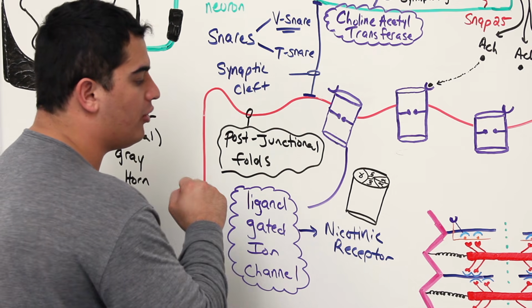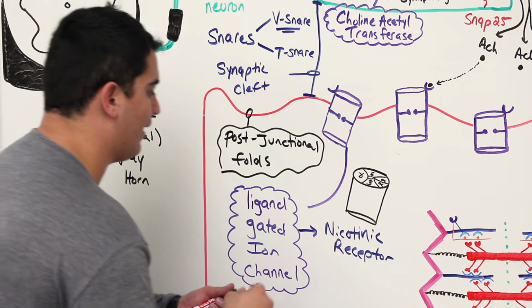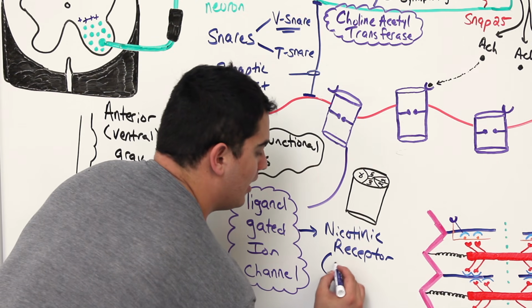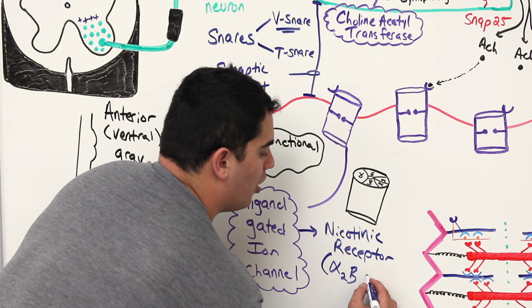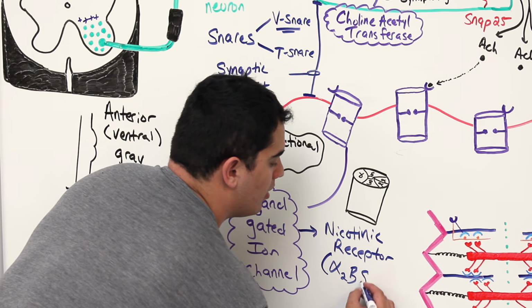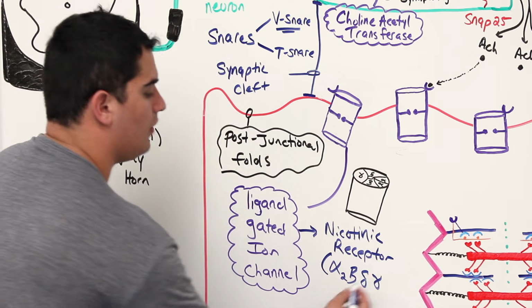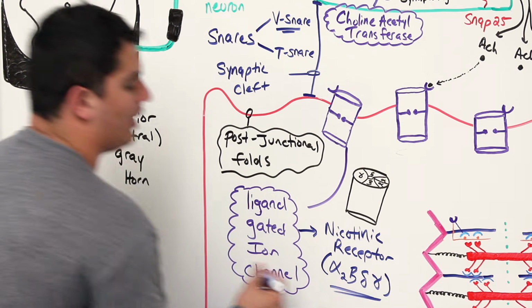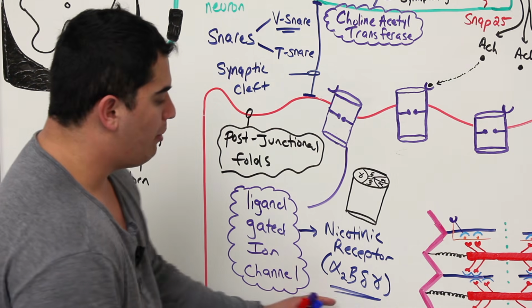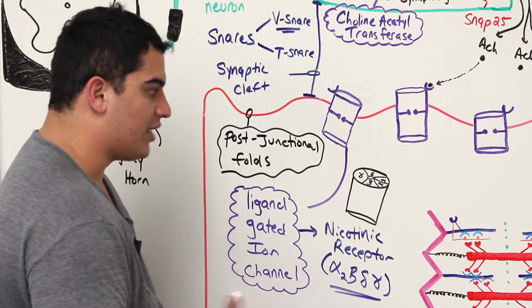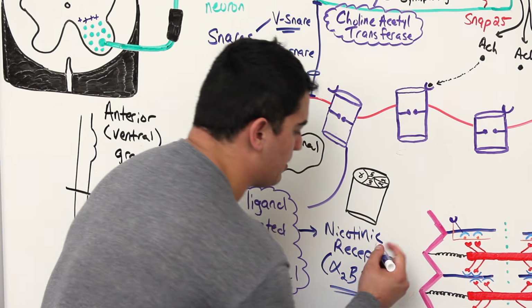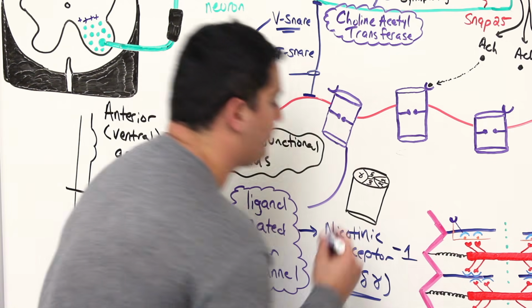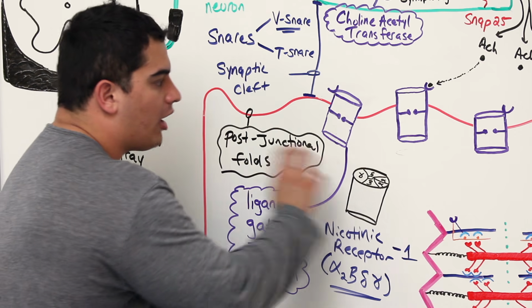So it's a pentameric protein, and sometimes they even write it like this: alpha 2 beta delta gamma protein. And it's a nicotinic receptor, specifically type 1, if we really want to be specific. And it's a pentameric protein.